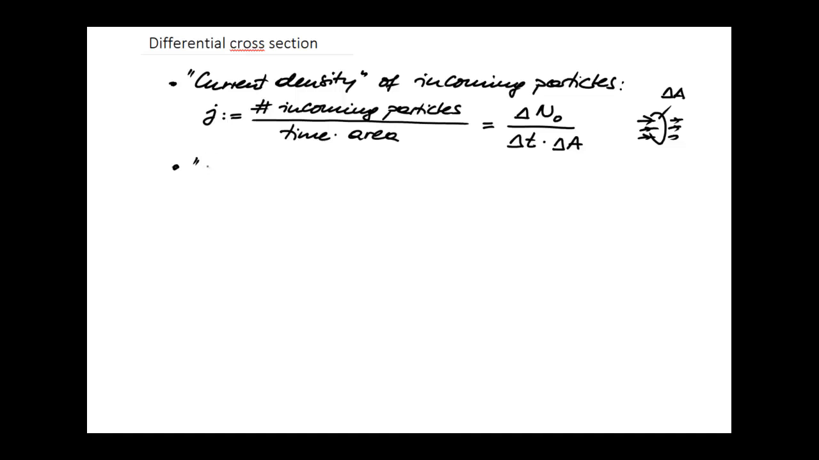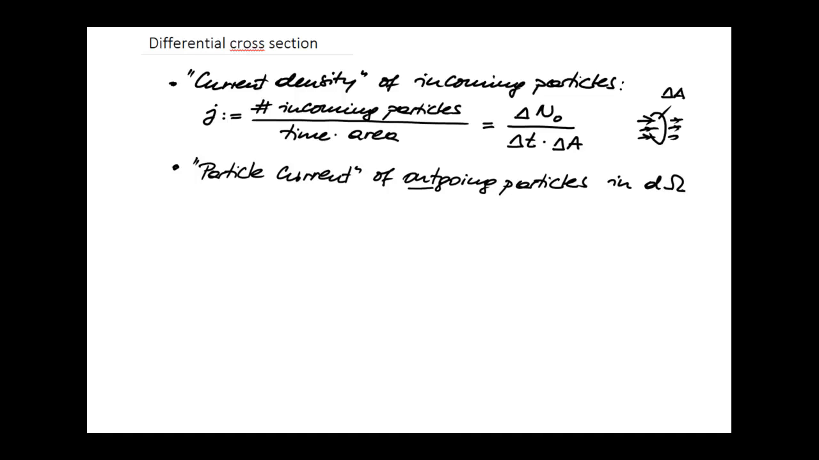Then you look at the particle current of the outgoing particles within this spatial angle d omega that is covered by the detector. So this is in fact the quantity that you will measure. That is the number of particles hitting the detector, delta n, in any given time interval, delta t. So it's the number of particles hitting the detector per unit time.